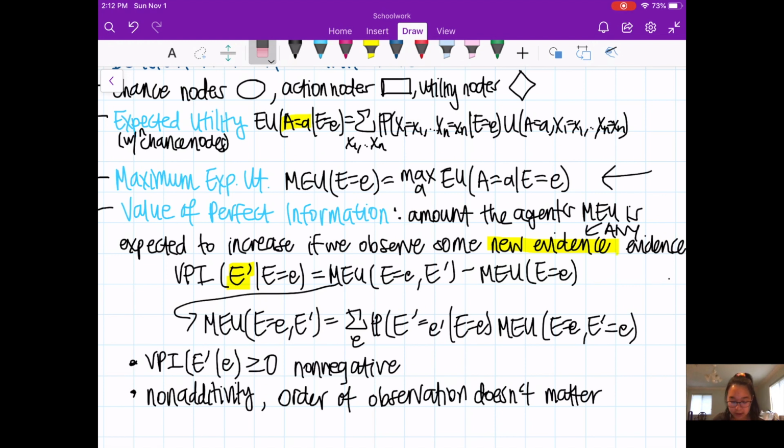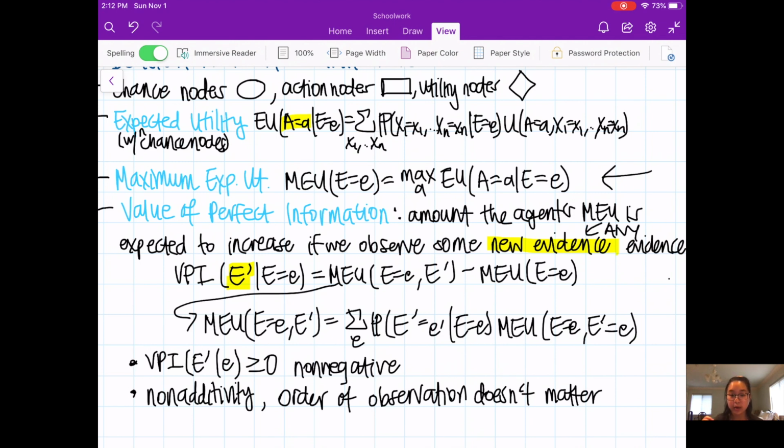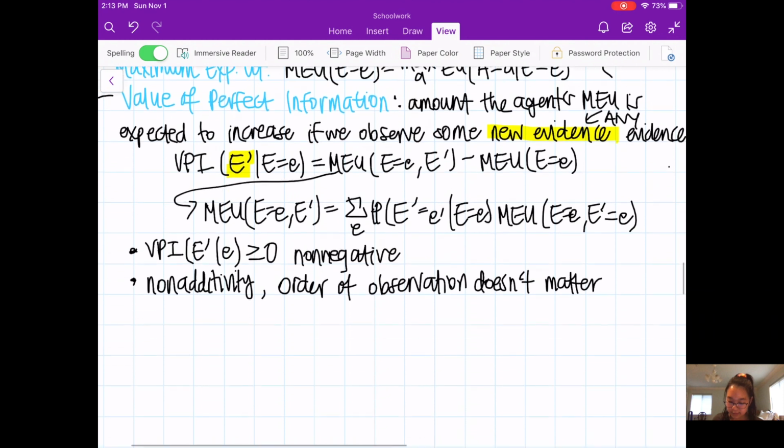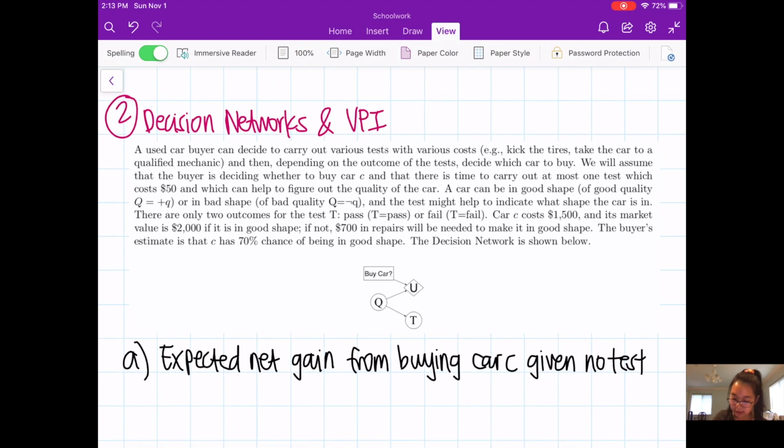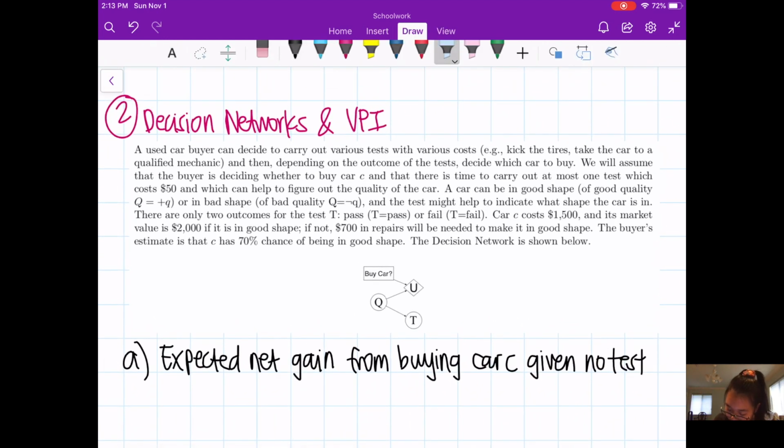Cool. So now that we are done with the mini lecture, we're going to go through solving the problem. So here we have the problem on decision networks, and let's just go through it. We're at a car shop, and there are different tests at different costs, and you want to decide whether to buy the car based on the outcome of the test. So we're trying to see whether we should buy car C, and there is time to carry out at most one test. That test costs $50 to help us figure out whether we want the car or not.